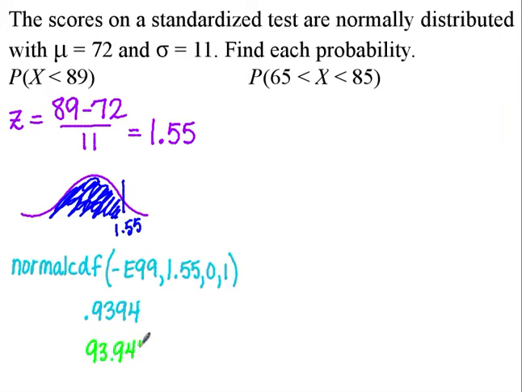If I answer that as a percent, I end up getting 93.94. Now notice this one said find each probability. So when we're referring to probability, probability is an answer between 0 and 1. So we really wouldn't use the percent, we would actually use the 0.9394 instead.